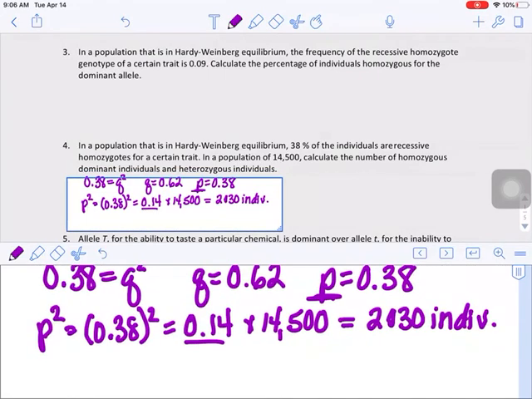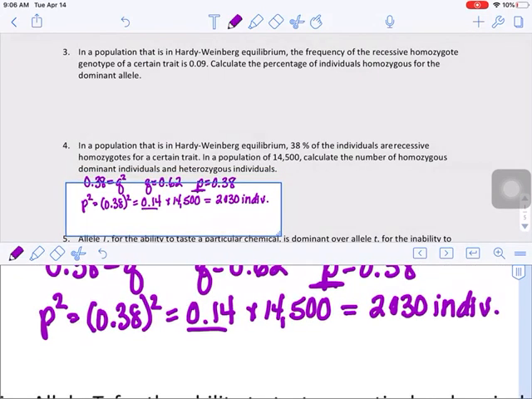The second part of the question asks, how many are heterozygous? Well, my heterozygous is 2pq. That's the frequency of heterozygous individuals. Just a reminder, p and q are my alleles, and then the p squared, the q squared, and the 2pq are the frequencies of individuals. That's my homozygous dominant, heterozygous, and homozygous recessive.